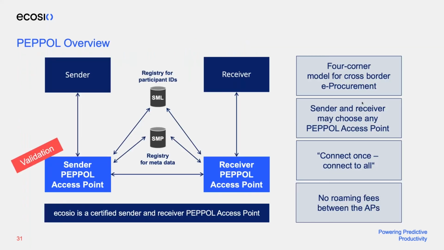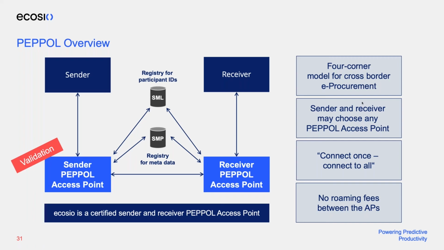So the concept is a four-corner model for cross-border e-procurement, where both the sender and the receiver are free to choose their own dedicated Peppol access point. And the principle is you connect once and you connect to all. So just like with the mobile phone number, where you can phone anybody on that planet, or vice versa, you can be called by anybody on that planet. The same applies to Peppol.